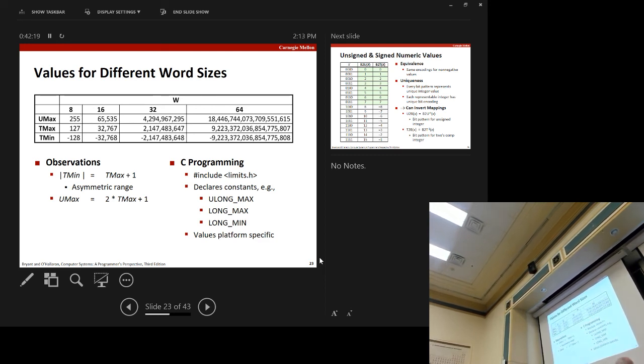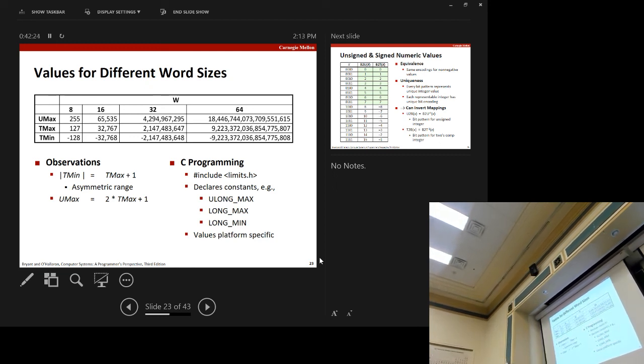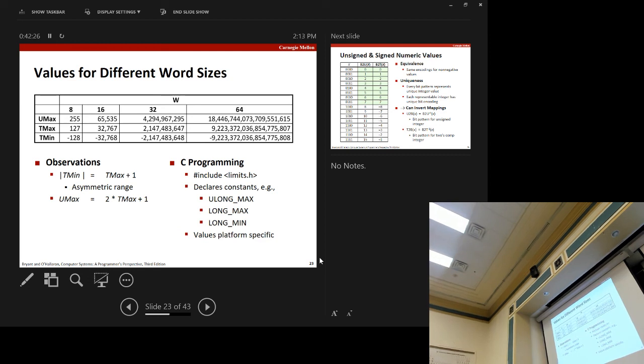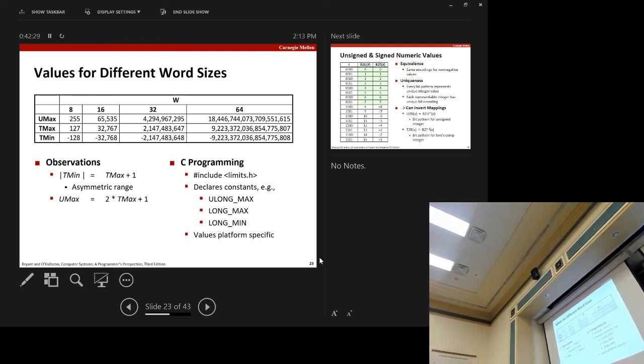By the way, I have a standard rule I like to use, which is, can you see this?